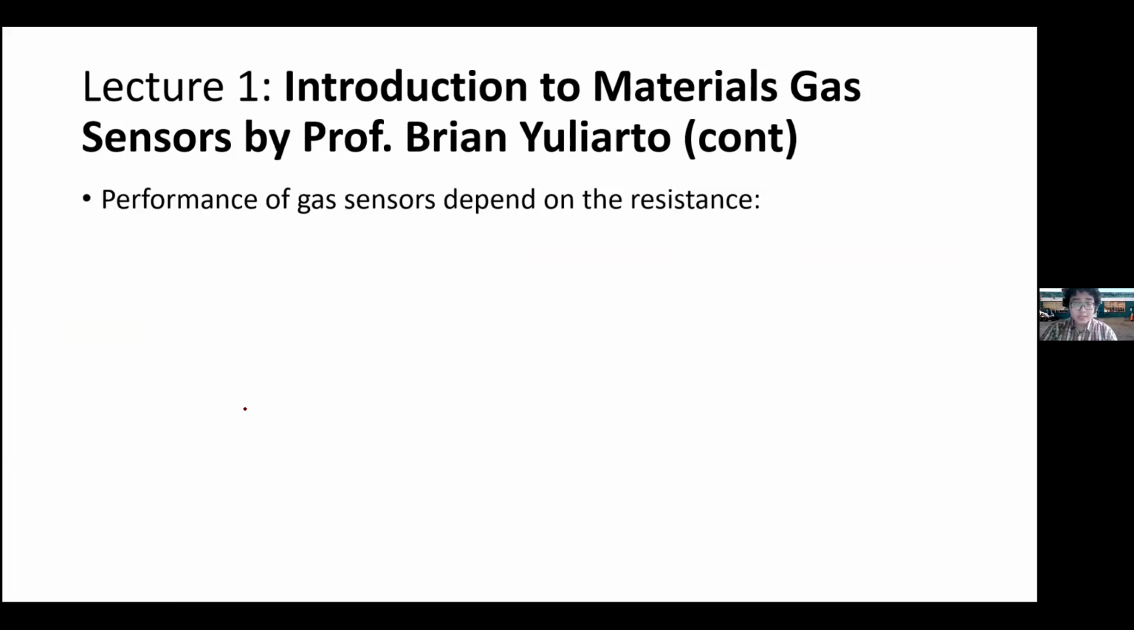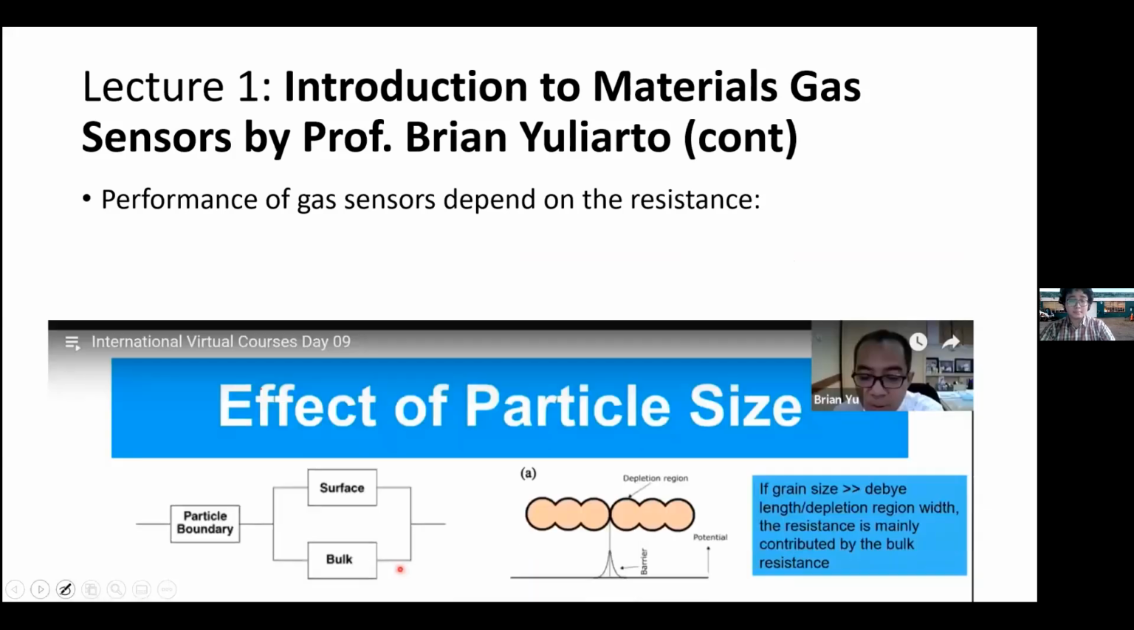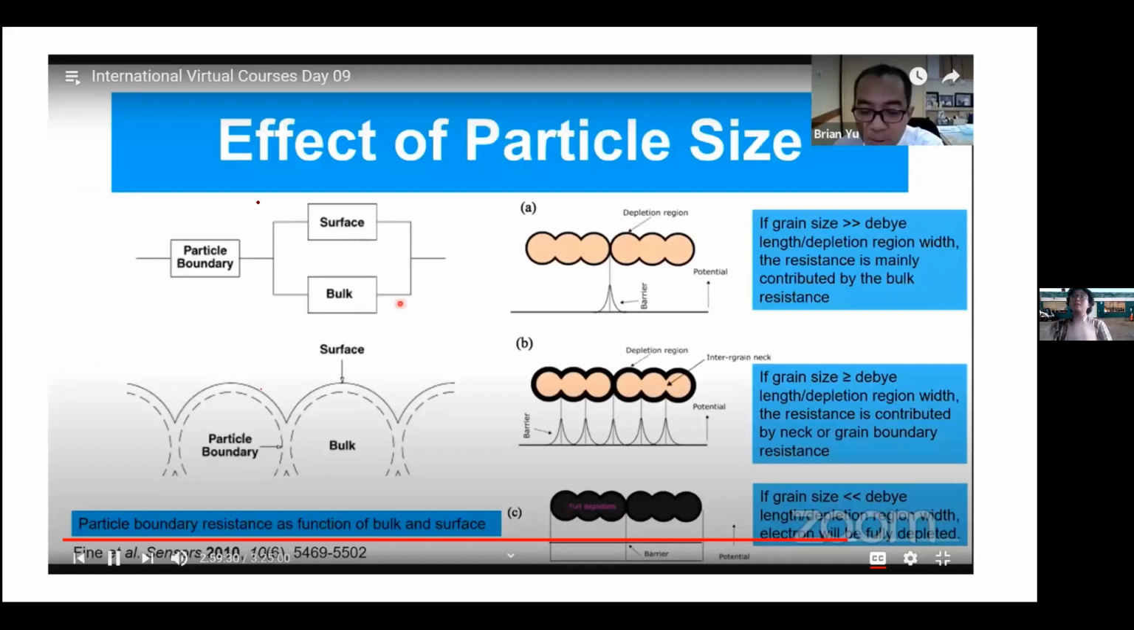Next, the performance of the gas sensors depends on the resistance of the sensors. In the total resistance of the sensor, there are three parts, namely particle boundary, surface, and bulk. The contributions of each of the three can be compared to the contributions to total resistance in an electrical circuit. So surface and bulk resistance make a parallel circuit, while particle boundary makes a serial circuit.